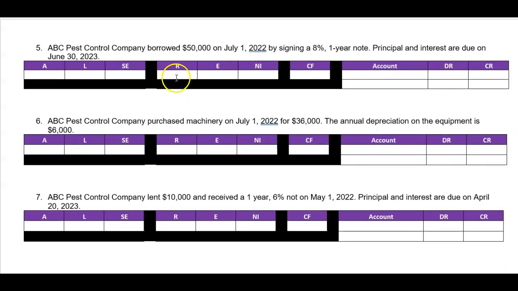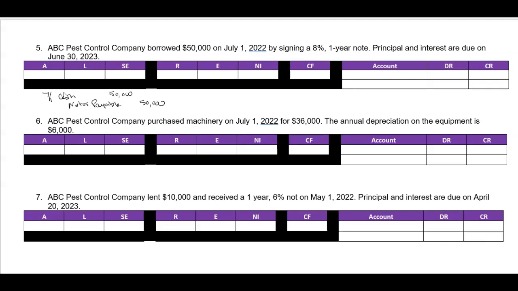ABC Pest Company borrowed $50,000 on July 1st by signing an 8% one-year note. Principal and interest are due on June 30th of 2023 or next year. All right, so again, July 1st, we borrowed some money. So just for the fun of it, let me record the July 1st down here just so you see it. When you borrow money, you would have received cash because you borrowed it for $50,000. And then we signed a note. So we're going to record a note payable. We owe the bank money here for $50,000.